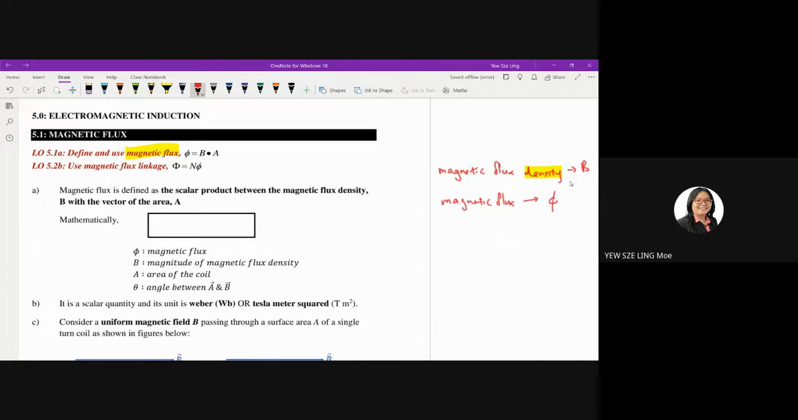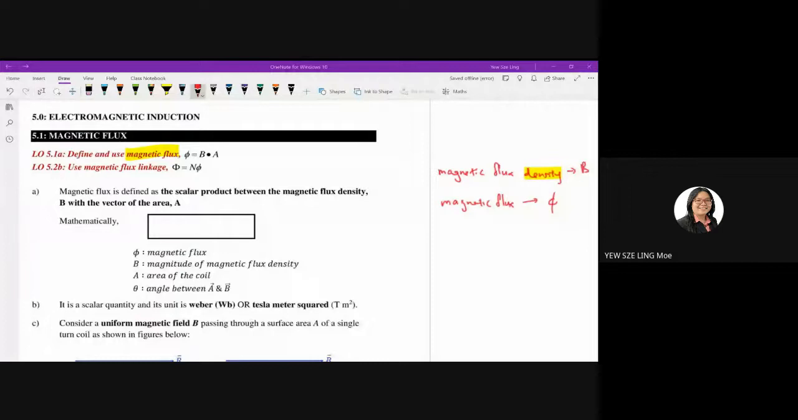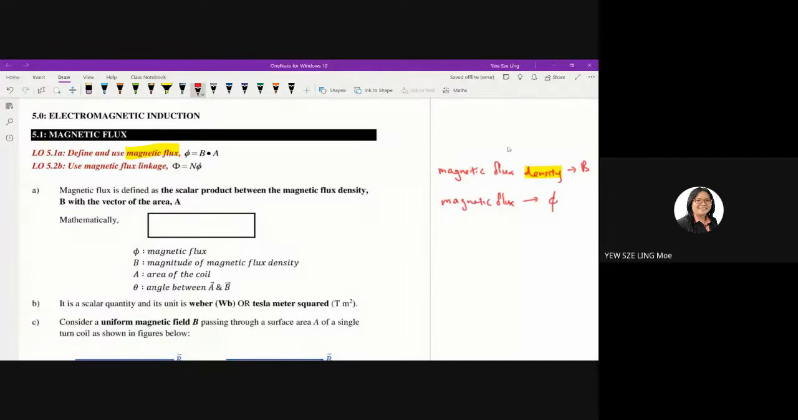All right, so there are two different things. Don't get confused, don't get mixed up. This is a very common mistake in the exam, where students tend to mix up these two things. So magnetic flux density dan magnetic flux dia adalah benda yang tidak sama. Then what exactly is magnetic flux? Okay, before that, let's look at the second learning outcome.